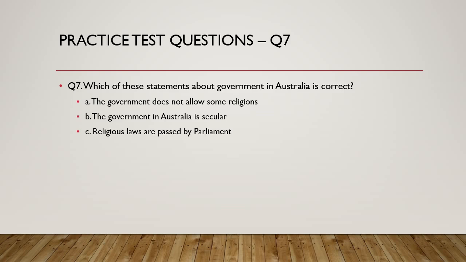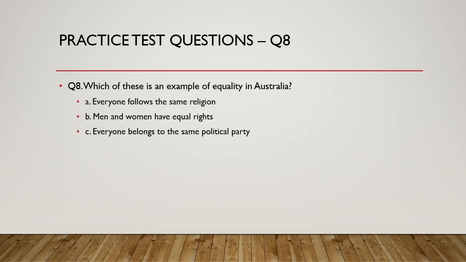Question 7. Which of these statements about government in Australia is correct? The answer is B. Government in Australia is secular. Question 8. Which of these is an example of equality in Australia? Everyone follows the same religion, men and women have equal rights, everyone belongs to the same political party. The answer is B. Men and women have equal rights.